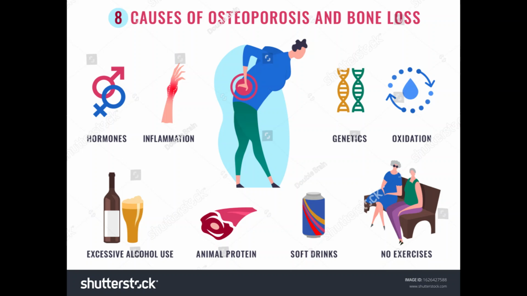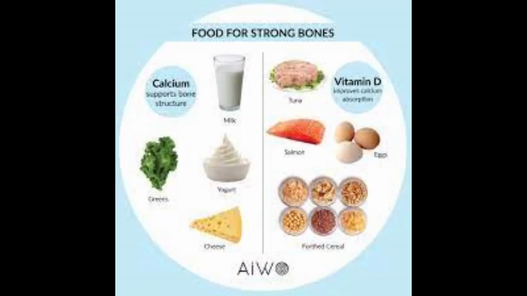Other reasons for getting osteoporosis are poor diet, steroid intake, hormonal changes, heavy drinking, heavy smoking, family history, body size, etc. If the diet doesn't include enough calcium or vitamin D, you will be at a greater risk of developing osteoporosis.